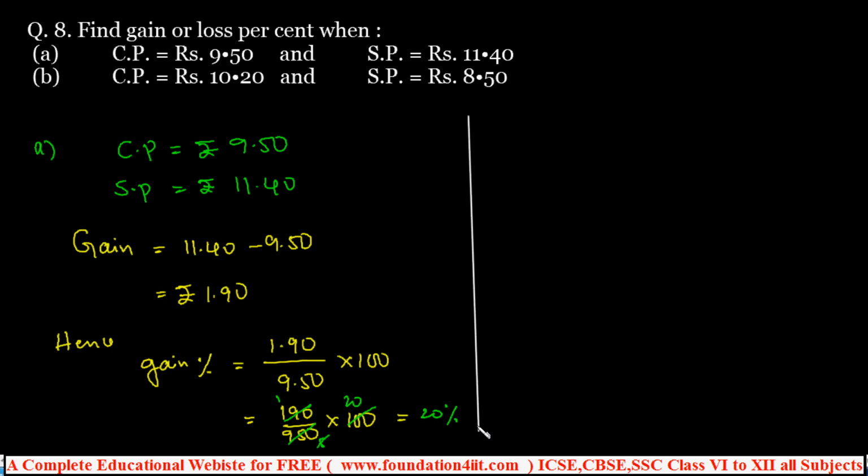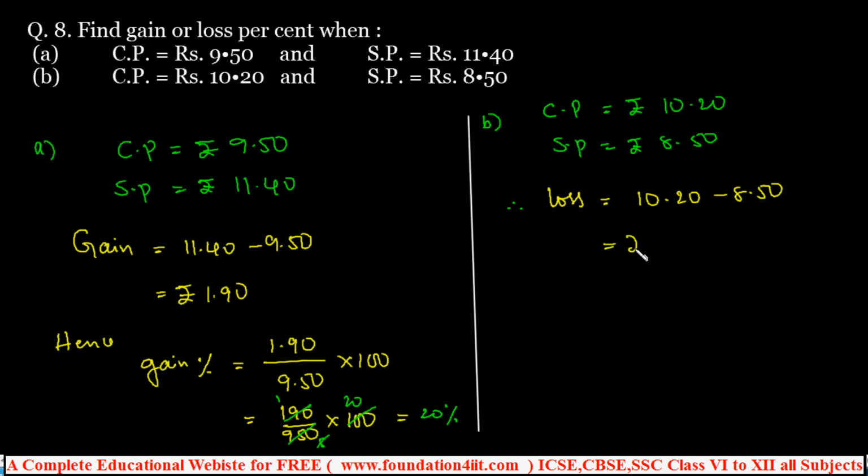Let us see one more. In B, the cost price is equal to rupees 10.20 and the selling price is rupees 8 rupees 50 paisa, that is 8.50. Here the cost price is more and the selling price is less, therefore it is a loss. Okay, it's a loss. Loss is cost price minus selling price. So 10.20 minus 8.50 is the loss amount. You can subtract, say, 1 rupee 70 paisa, right?